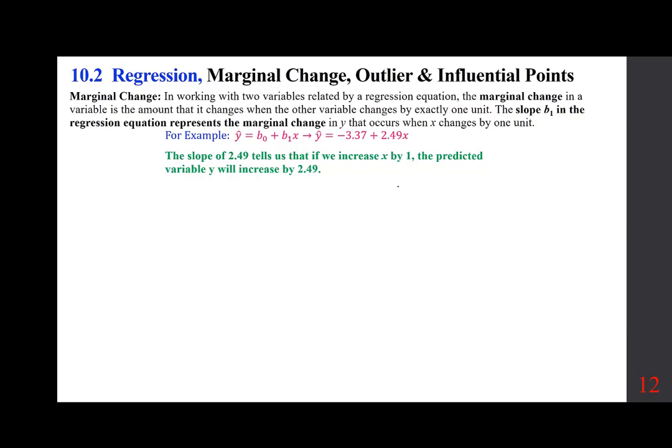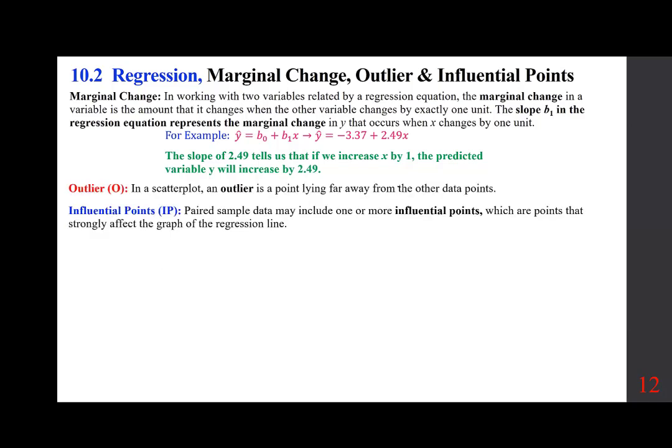So what happens if you increase x by 1? Then the y variable, the predicted variable, increases by 2.49. That's the idea. I hope you see what that means. It's very simple. Replace the x with 1. So what happens? See, this negative 3.37, the y-intercept, is fixed. It's not changing. So 2.49 times x, if x is 1, it gets added by 2.49. If x is 2, 2 times that, and so forth. So that is the idea behind this.